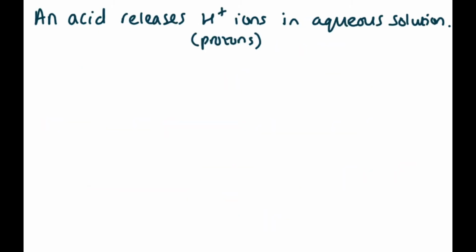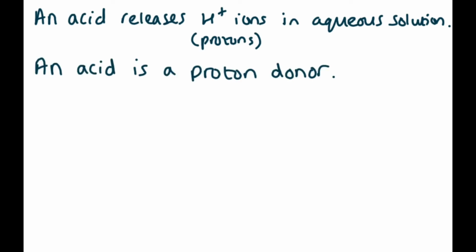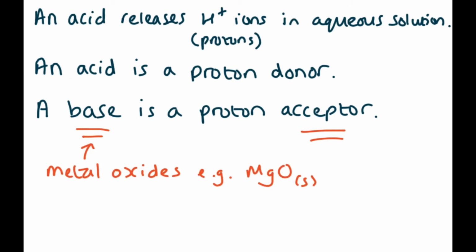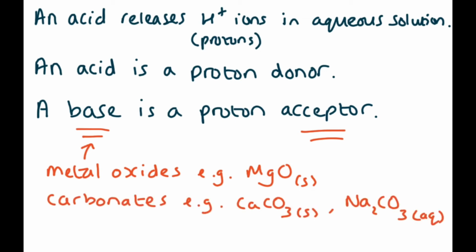Now, an acid, we have already said this, an acid releases hydrogen ions, which we call protons, in aqueous solution. Therefore, you can also have a definition for an acid that an acid is a proton donor. It donates, it releases hydrogen ions. And therefore, a base is a proton acceptor. Examples of bases are things like metal oxides, and the state symbol will be solid, like magnesium oxide. You've got carbonates, for example, calcium carbonate, sodium carbonate. They're an example of bases.